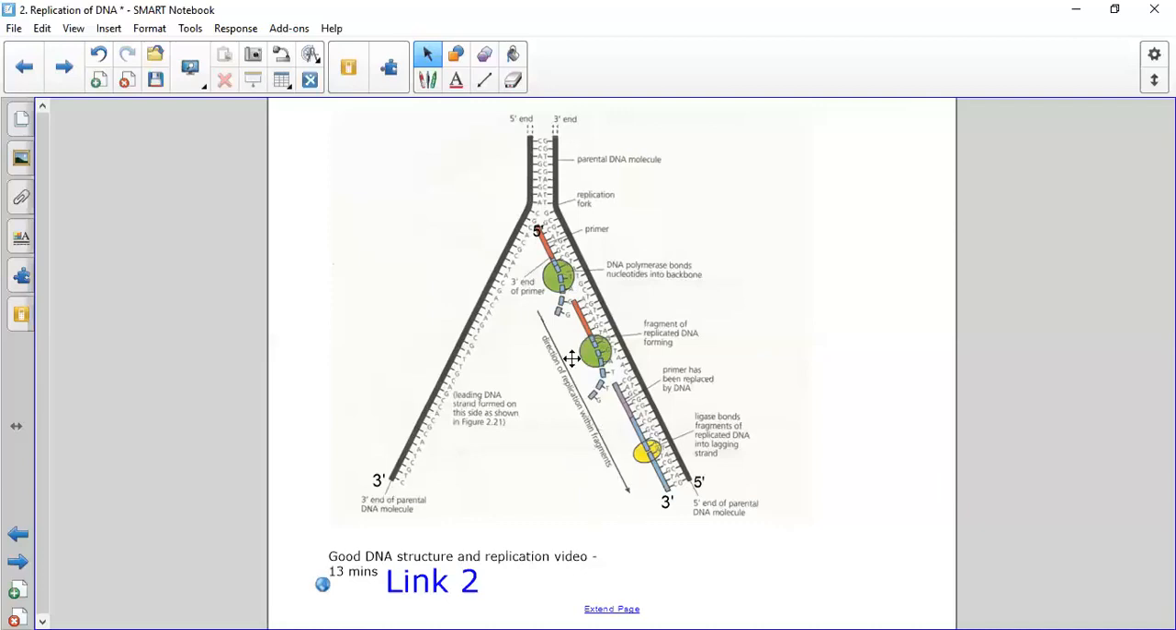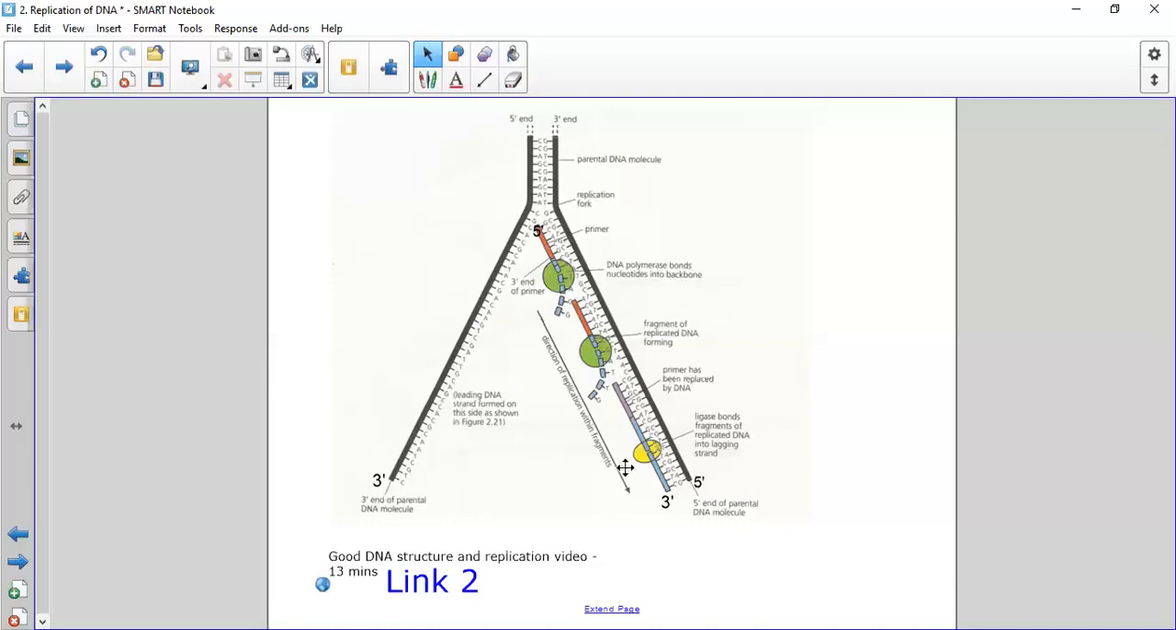So if we can imagine that this diagram here is showing what's happened after a little while. Okay, so it started unzipping, started coming apart, and this one grew, and then this one grew, and then this strand grew. DNA polymerase is still doing the same job. The primer is still doing the same job. It's just that the strand is having to grow in the opposite direction to this side.